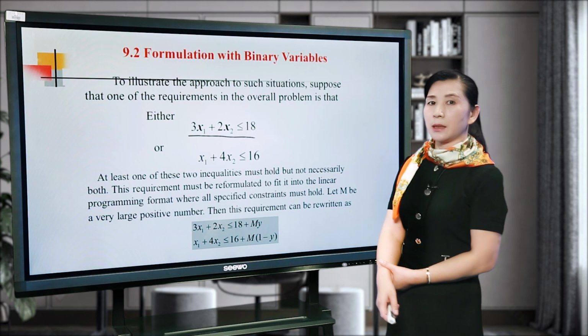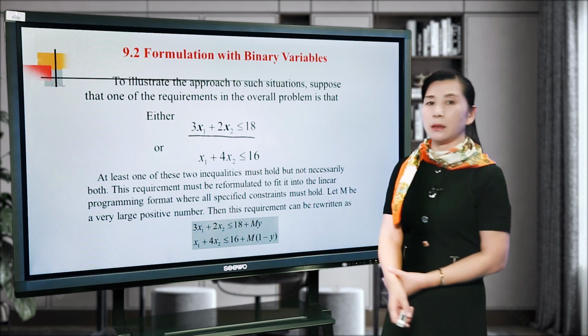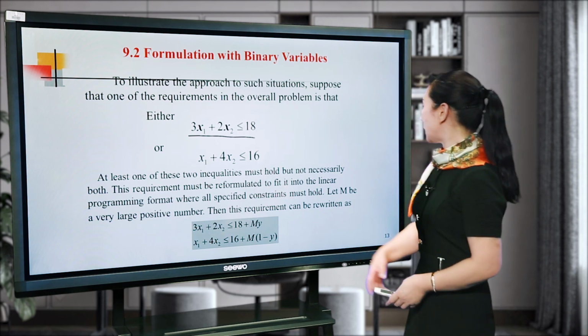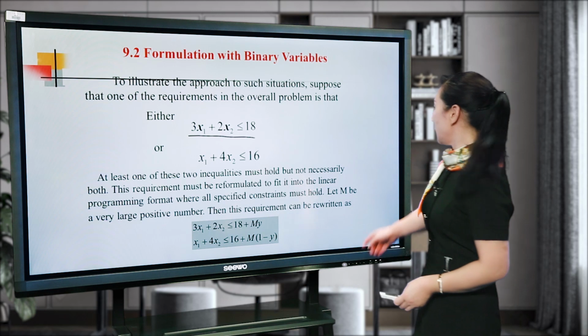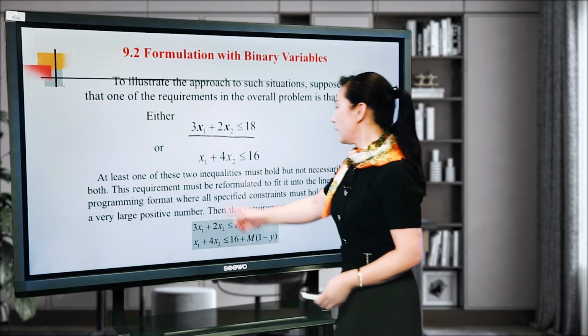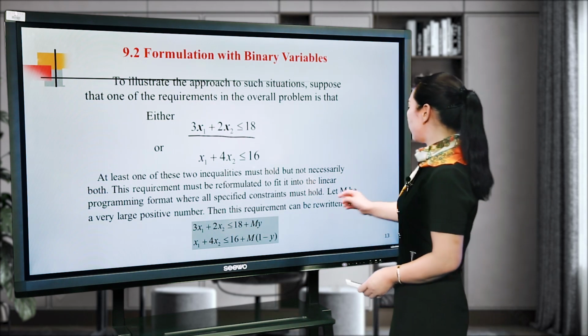This requirement must be reformulated to fit into the linear programming format where all specified constraints must hold. If M is a very large positive number, generally infinitely large, then this requirement can be rewritten as follows.